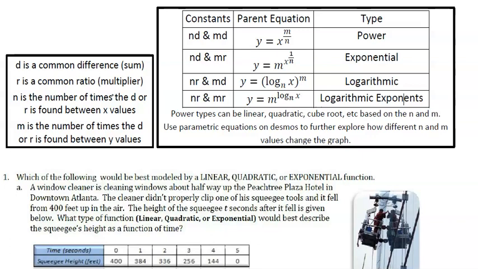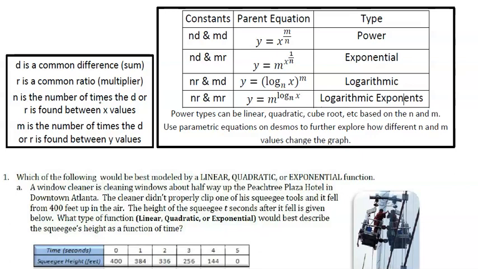Before we begin with number 1 on these function pattern applications, let's go over what the different patterns can be. If we have a common difference and a common difference, then that's a power. That's going to be a power function.